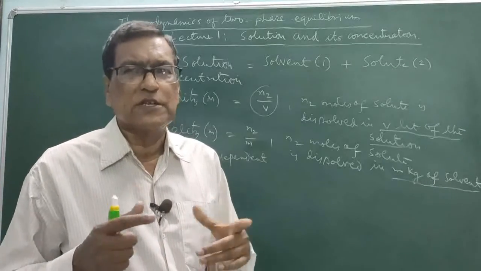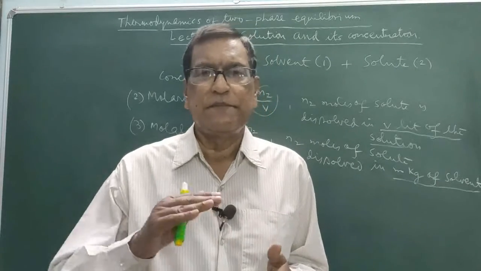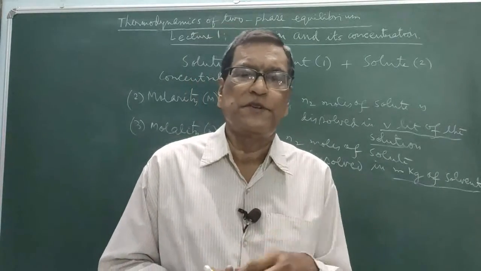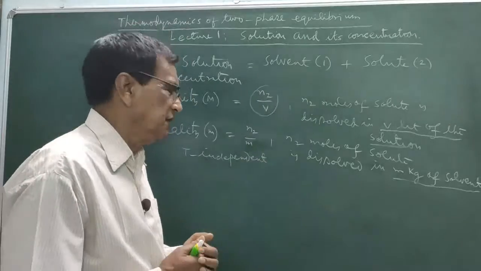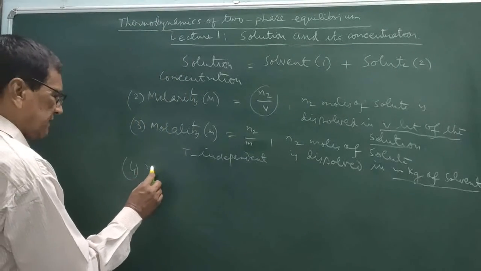Suppose elevation of boiling point and depression of freezing point. For this case, the temperature variation occurs, and for the temperature variation, the constant remains fixed. And the fourth one, the mole fraction.